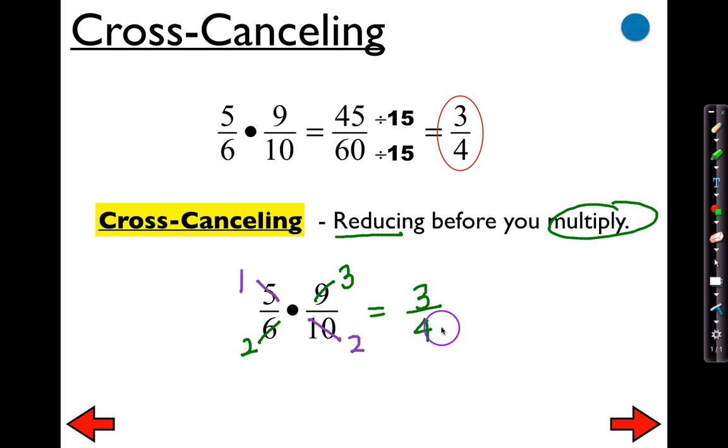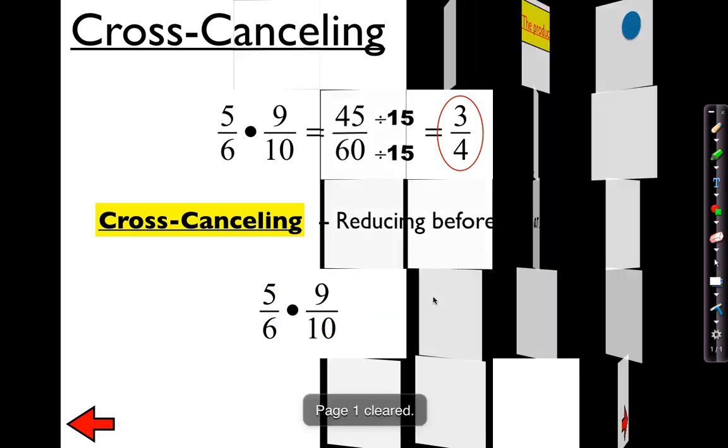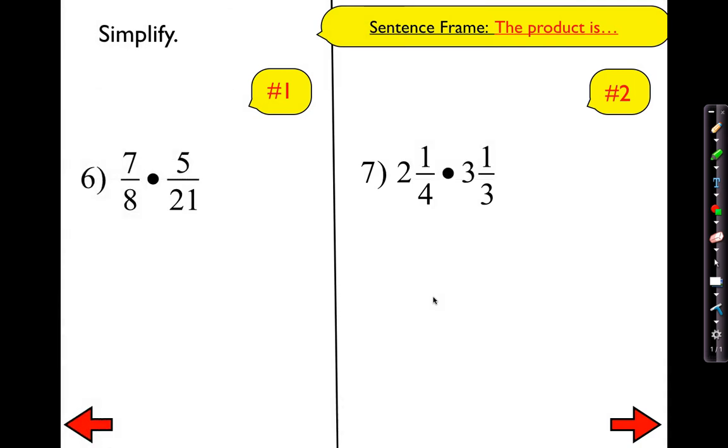But before we claim that this is our final answer, double check that it's reduced. The answer is yes. So cross-canceling will make it easier for you to reduce, okay? So please, you want to make sure you're practicing that. Don't just automatically multiply straight across. So with that example, I want you to go ahead, pause the video, and try number 6 and 7 on your own.